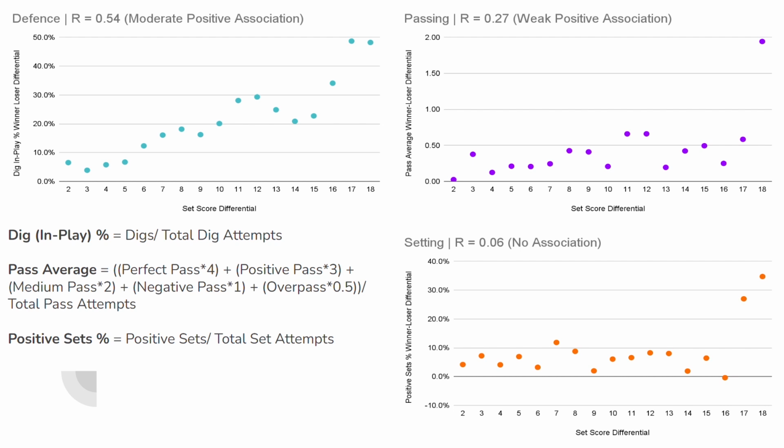So these graphs are the same. For the defense on the top left, we see there's a good trend going upwards. So you see the R score is 0.54. Again, it makes sense, because if the attack is strongly associated with winning, stopping the opposition's attack should have an effect too. With the passing, it's a pretty weak association, 0.27. Setting, with an R score of 0.06, has no association.